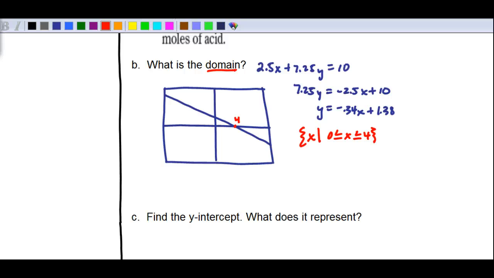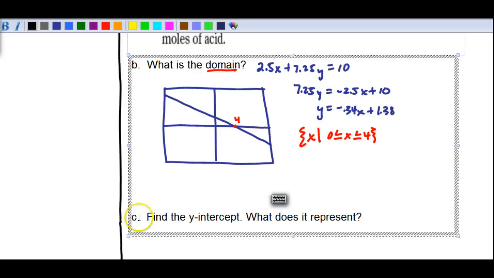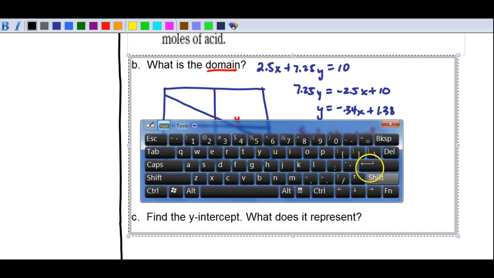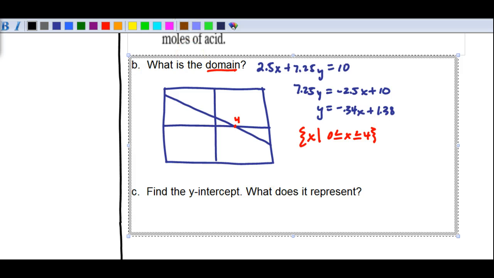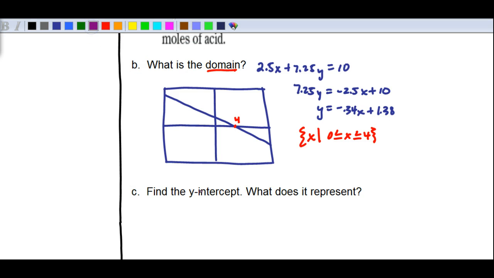Finally, we need to figure out what is the y-intercept and what does it represent. So let's move this up a little bit here, and let's see if we can answer that question. The y-intercept is going to be up here on our graph, and in our equation it's going to be that 1.38. Because that value is a y value, let's write what it is. It's the 0 and then about 1.38.